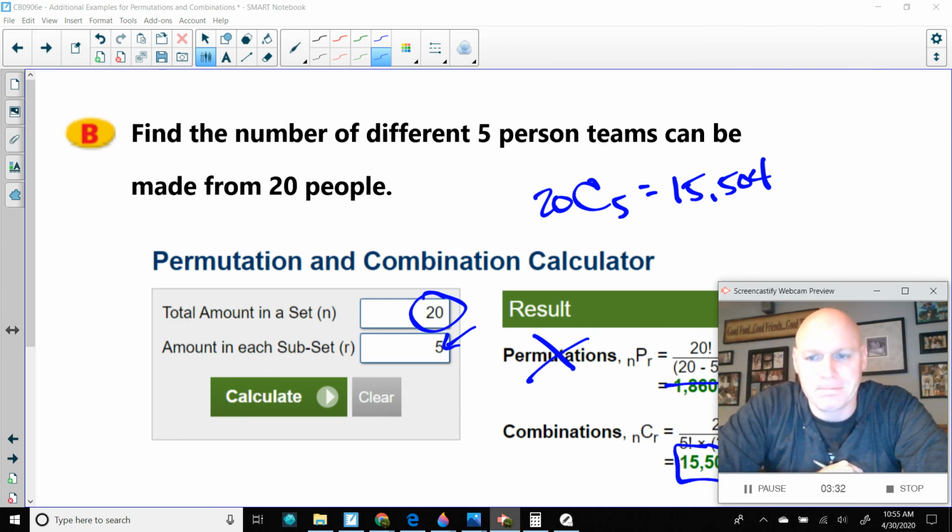All right. Now, in that question, order didn't matter. In the one that we did before, order did matter for permutations. And that's the big difference. We just use the formulas and plug those in.